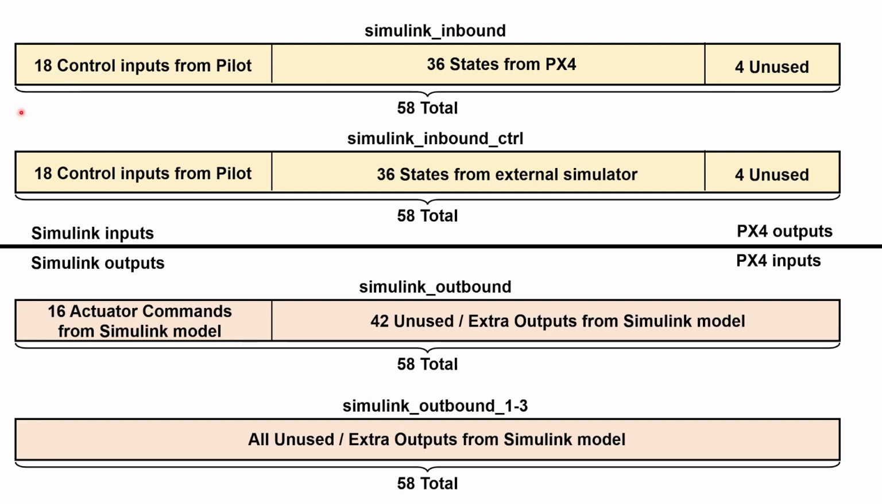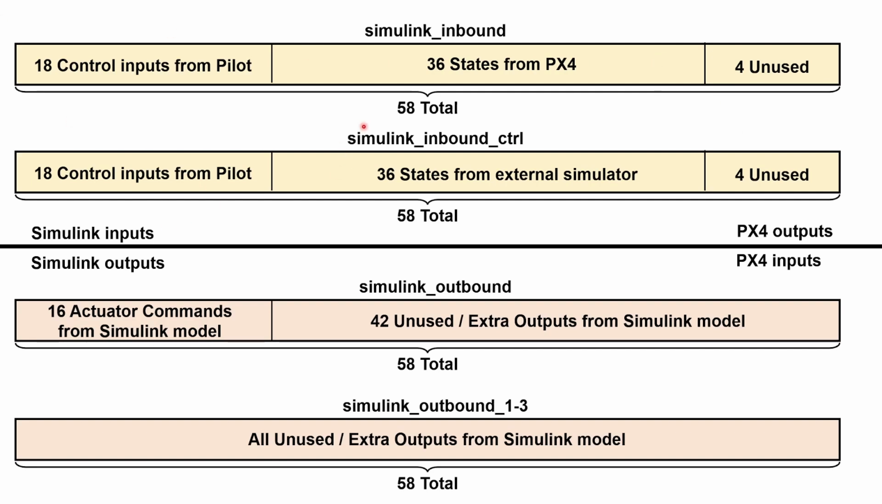The first 18 of that vector are allocated and basically reserved for control inputs from the pilot. The rest of the elements are for whatever states that we want to send from the PX4. Currently, we have a total of 36 states sent from the PX4. And there are basically 4 unused empty slots that can be filled with something that we just forgot about. This is basically future expansion in case we need that.